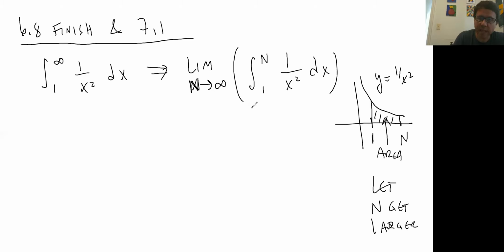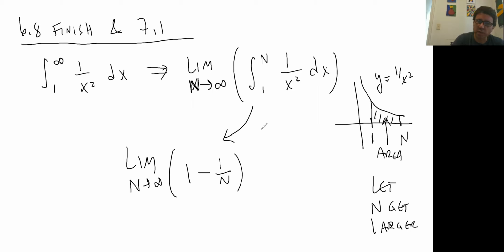We did it last time and we realized that this integral on the inside ended up being 1 - 1/n. When we stick in the bounds, we always get 1 - 1/n, like 9/10, and then 99/100, and then 999/1000. And so the point is that this limit is 1. That means that the area from 1 all the way out only accumulates up to 1.